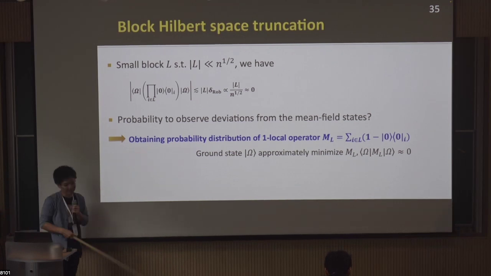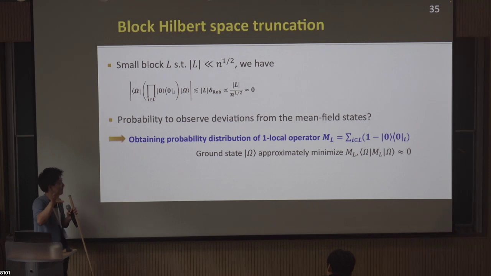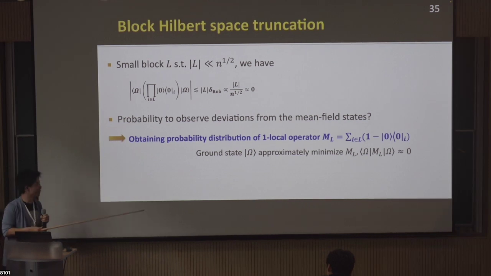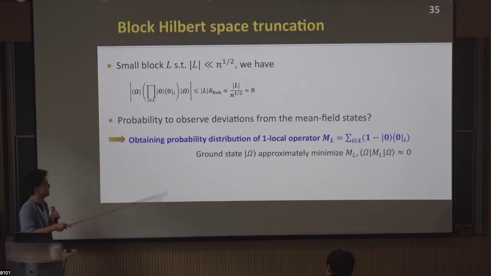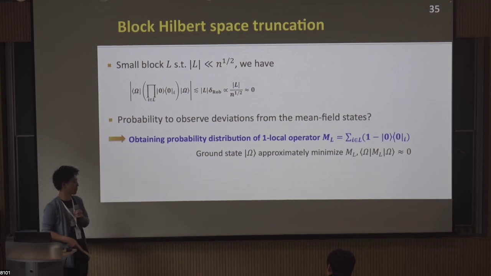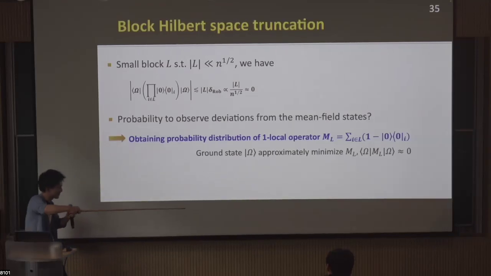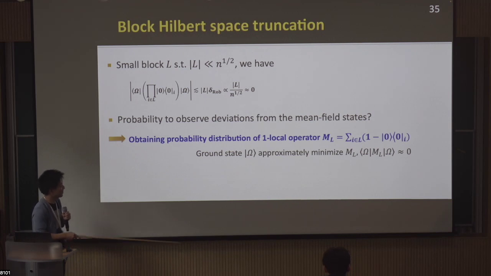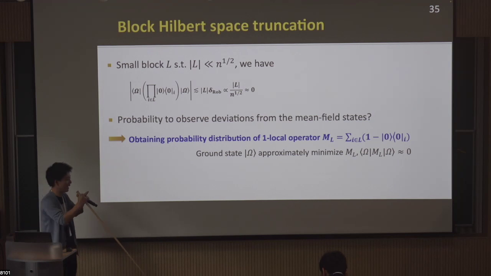So from this inequality, we can say that as long as the block size is smaller than the square root of n, then inside the block, the mean field approximation is still very good. So our problem is how to derive the probability distribution to observe the deviation from the mean field state. And this problem is equivalent to obtaining the probability distribution of this one local operator. This is a kind of deviation operator from the mean field basis. So, for example, if ML is equal to 0, then all the quantum state is given by the mean field state. And if ML is sufficiently large, then so many quantum states deviate from the mean field state. And we can prove that as long as the subsystem size L is smaller than the square root of n, then the ground state omega approximately minimizes ML. So the expectation of ML is approximately equal to 0.